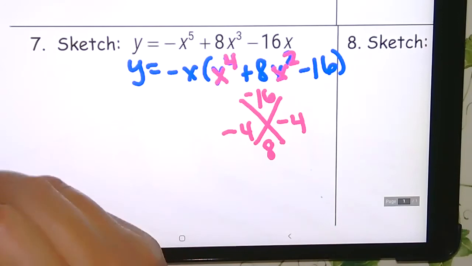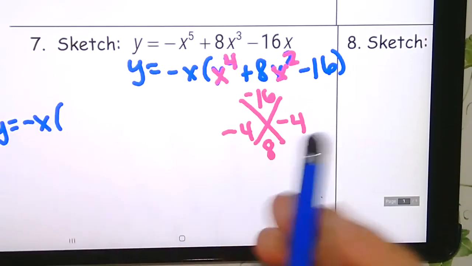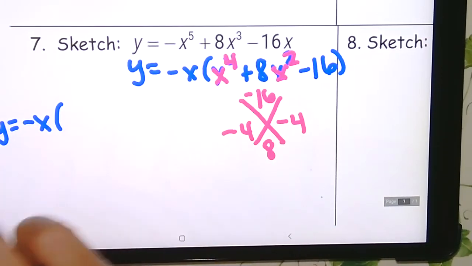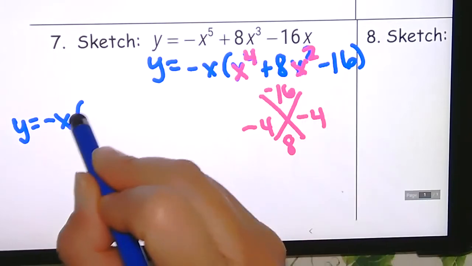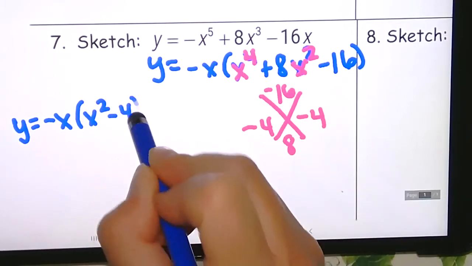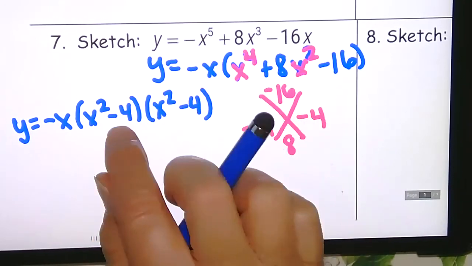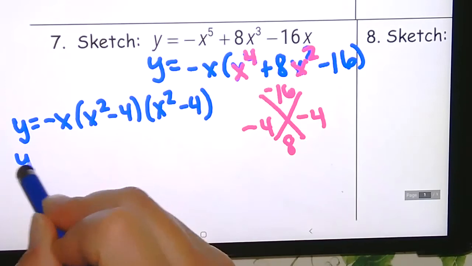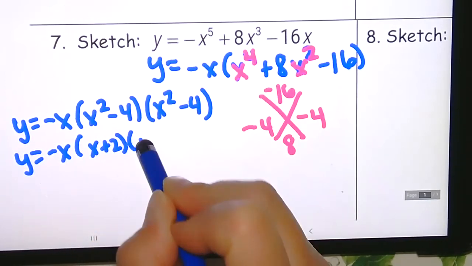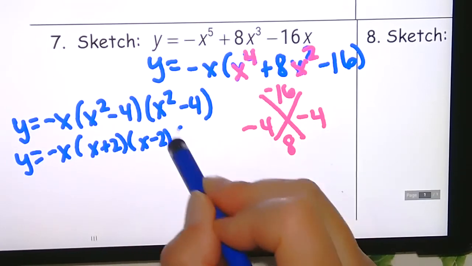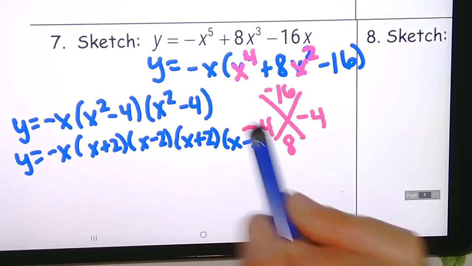Okay, so now I'm going to have y equal negative, and then I have not x minus 4, because this was not an x here. This was an x squared. So I'm going to have x squared minus 4 and another x squared minus 4. Now, each of these x squared minus 4s is a difference of two squares. So I'm going to get an x plus 2, x minus 2. And I'm going to get another x plus 2, x minus 2.